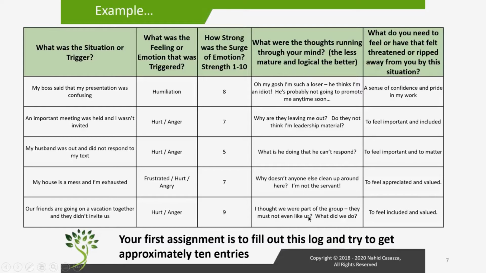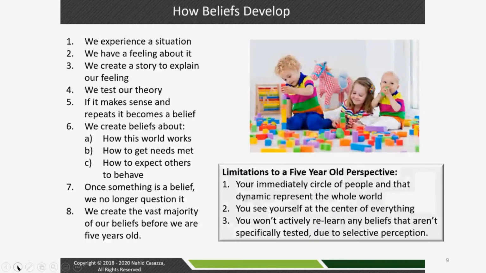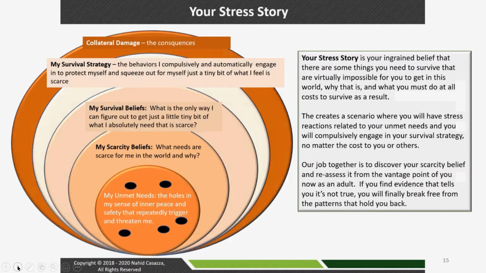So if you get 20 entries in your trigger log, you're going to start seeing the same things said over and over again. Those same things that are said over and over again, that's your stress story. But what do you do with your stress story? Well, let's go forward here. Your stress story is your ingrained belief that there are some things you need to survive that are virtually impossible for you to get in this world. Your stress story explains to you why that is and what you must do at all costs to survive as a result. This creates a scenario where you will have stress reactions related to your unmet needs, and you will compulsively engage in your survival strategy no matter what the cost is to you or others.